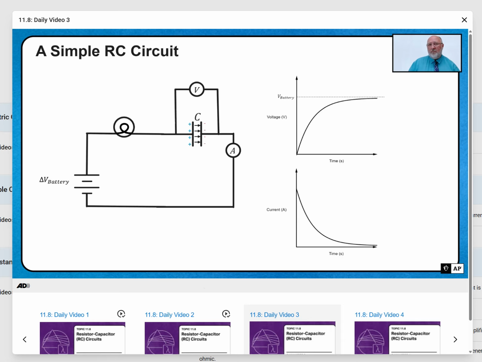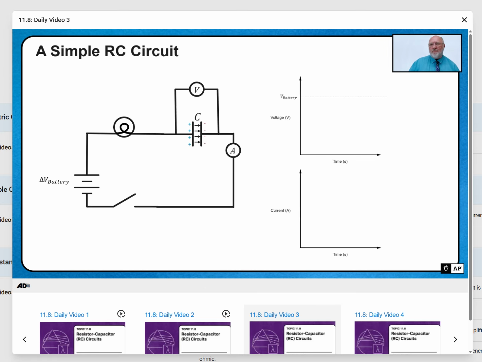Okay, well, all that's well and good. If we then opened up the switch, absolutely nothing would happen. I've reset the graphs. Nothing would happen. That capacitor will remain charged for a very long period of time.